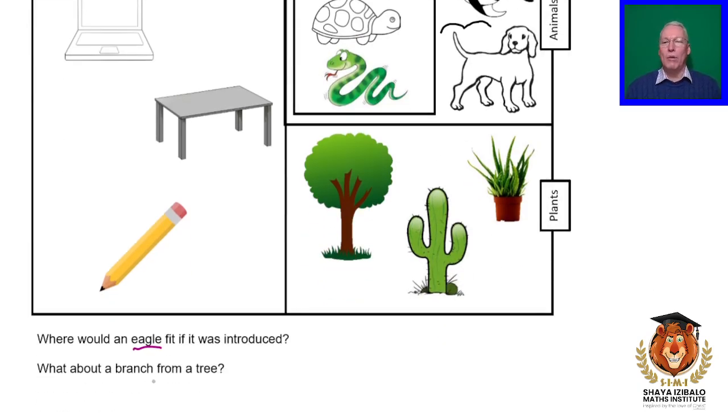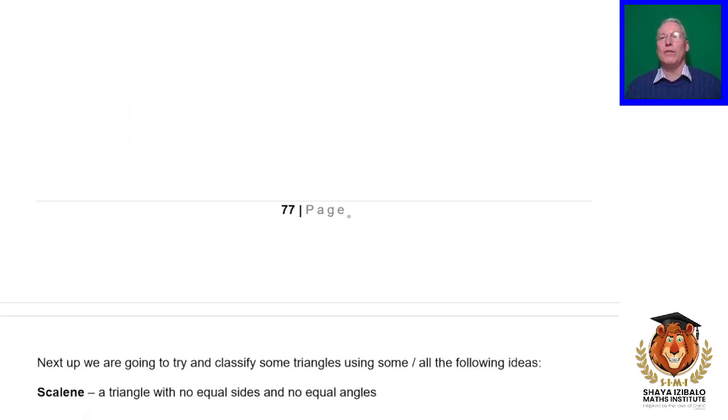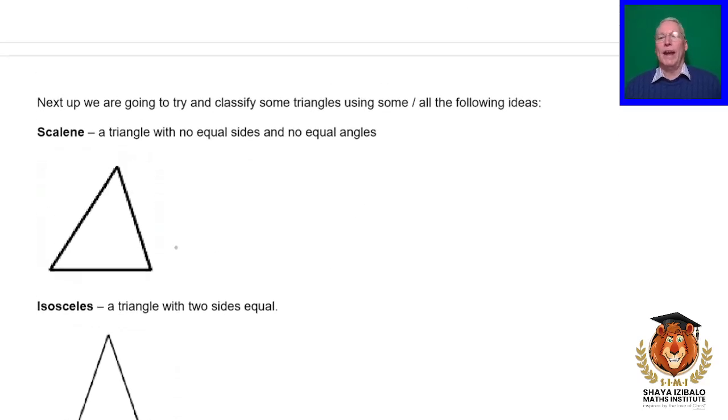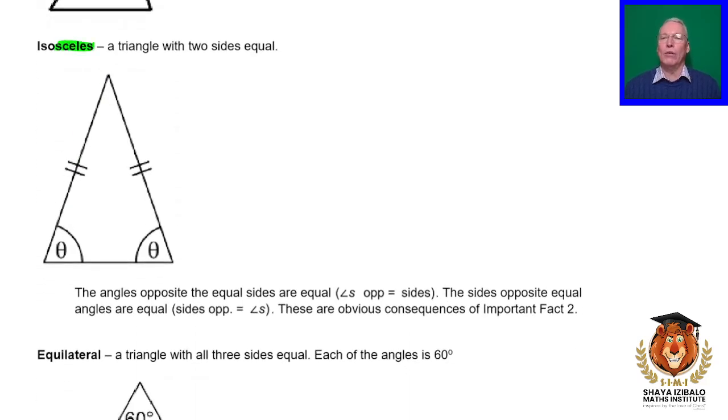And it says, what about a branch from a tree? Well, if the branch has been cut off the tree, then I would argue maybe it's a non-living thing now. Now, what we're going to do is try and classify triangles. The first type is what we call a scalene triangle. It's got nothing special about it. It's got no equal sides and no equal angles. The next one is what's called an isosceles triangle. It's got two sides equal.